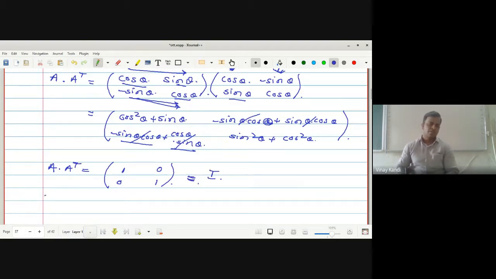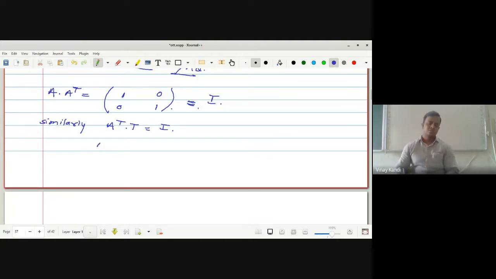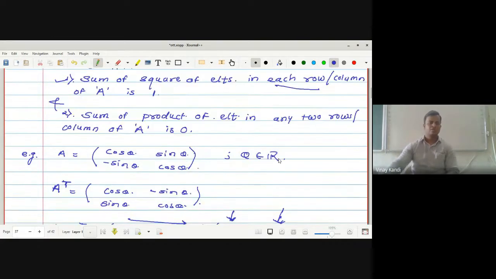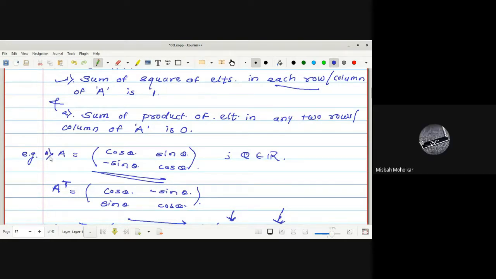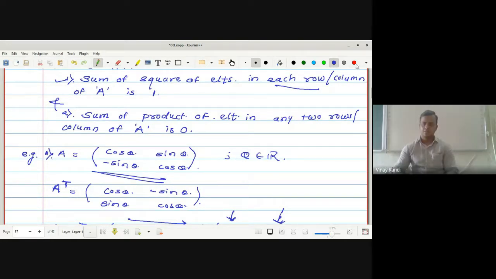Similarly, we can check that A transpose into A is equal to I. Hence, A is what? Orthogonal matrix. Any doubt up to here? Okay, so A is an orthogonal matrix. Any doubt up to here? No, sir. Okay, now the second example.